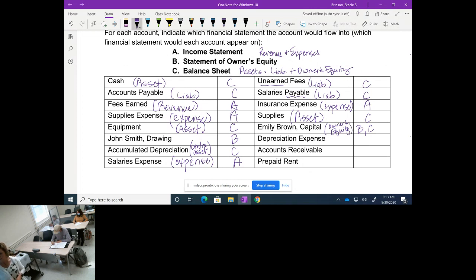What about depreciation expense? Income statement. It does go on the income statement. It's an expense. What about accounts receivable? On the balance sheet. Balance sheet, it's an asset. What about prepaid rent? Is that also considered an asset? It is an asset. And it goes on the balance sheet. Y'all all good with those? Make sense?